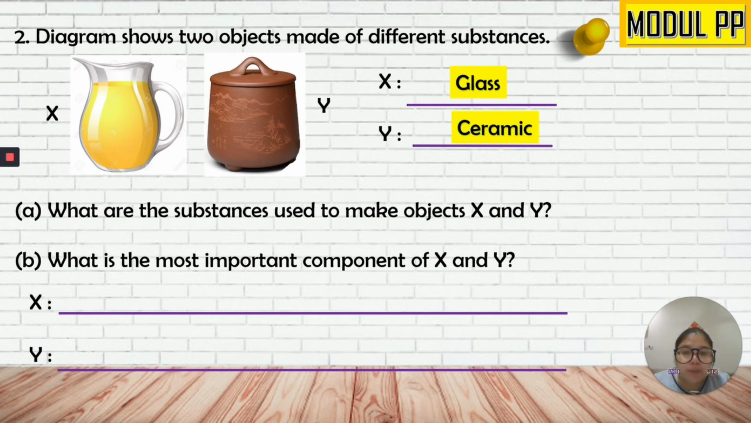So what is the most important component for the X and Y? The important component for the glass should be the silica, is it? It's one of the sand. From here they say silicon dioxide. So it's ceramic. Ceramic is a clay. They're using clay to build the ceramic. So the important component is clay. Okay, then we go to the next one.